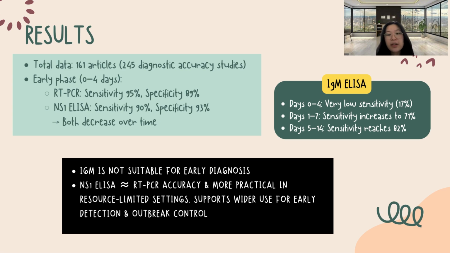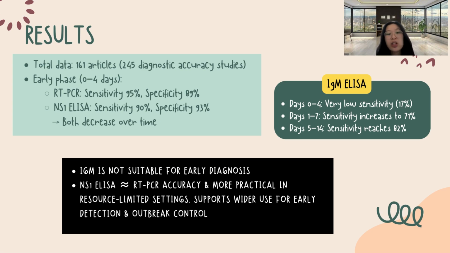This systematic review and meta-analysis involved 161 articles and 245 diagnostic accuracy studies on dengue diagnosis. In the early phase of infection, within 0 to 4 days after the symptom onset, RT-PCR showed a very high sensitivity of 95% and specificity of 89%. NS1 ELISA demonstrated comparable performance with 90% sensitivity and 93% specificity, although the accuracy of both tests declined over time.